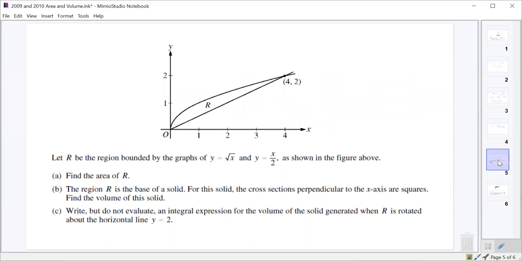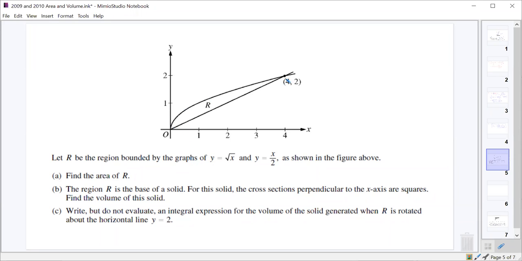I find this one's fairly similar, but we do end up with a solid of revolution for this one for part C. So I will throw 15 minutes on the timer and I will let you guys work on this. Everybody good? Everybody ready? Oh, good, because your time starts now.